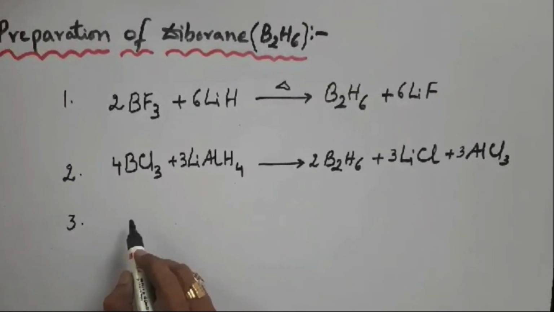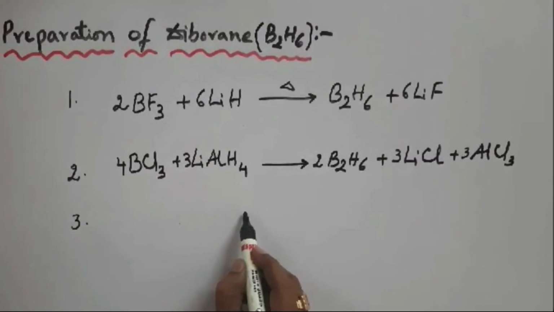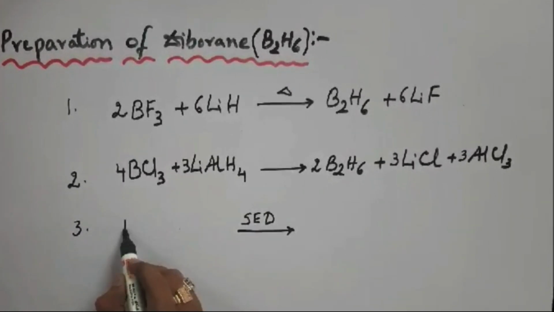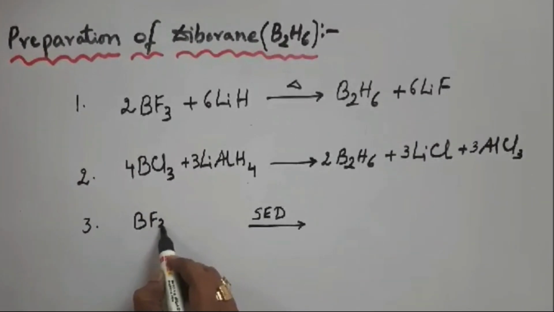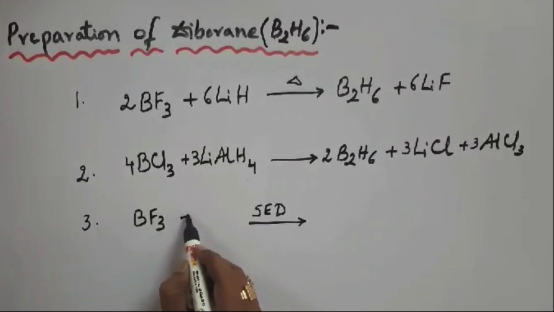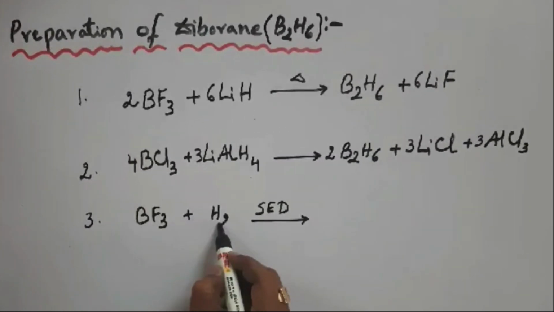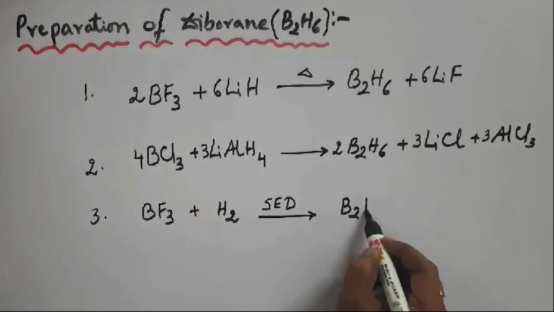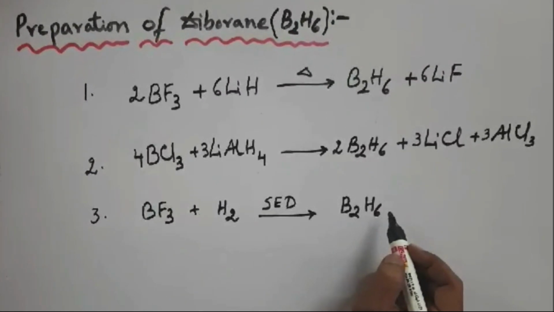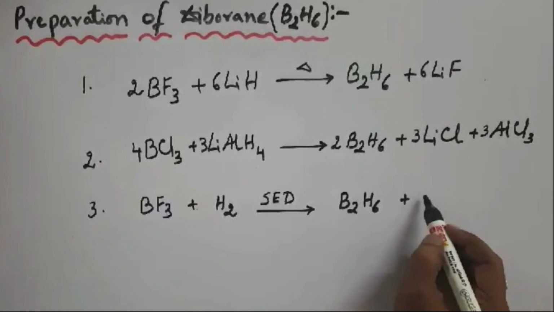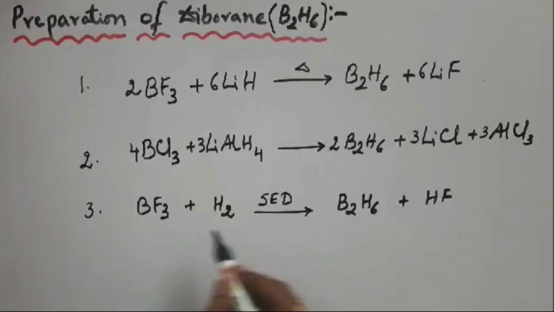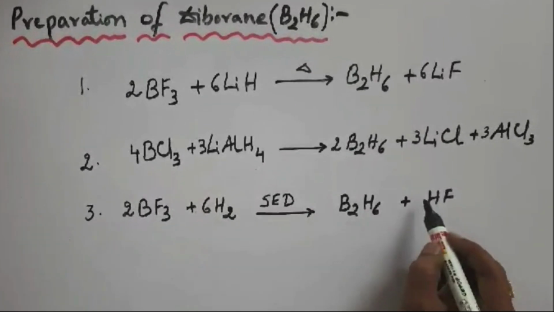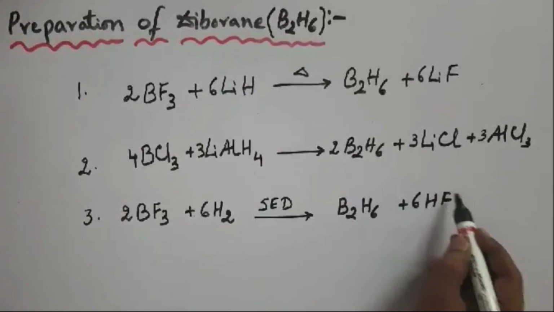Now let us focus on the third method, which is the best method for the preparation of diborane. In this method, diborane is prepared by the silent electric discharge of boron trifluoride gas with hydrogen. So I am taking boron trifluoride gas and I am treating it with hydrogen in a discharge tube. On silent electric discharge, I am going to get diborane, B2H6, and here the byproduct is HF. So I am going to take 2 moles of BF3 and 6 moles of hydrogen, and I am going to get 6 HF as a byproduct here.